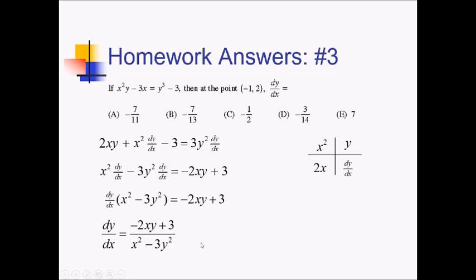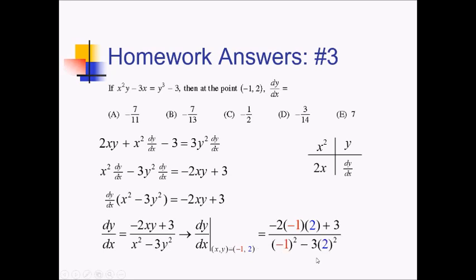And we're not quite done yet, because after all that, we still have to plug in the point (-1, 2). So let's go ahead and do that. Evaluating this derivative at (-1, 2), we've got -2 times the x value -1 times a y value of 2, and we also have a plus 3 going on in the numerator. Denominator, we have that x value of -1 that's being squared now, minus 3 times, this will be 2 squared for y.